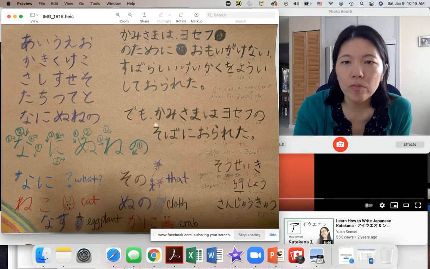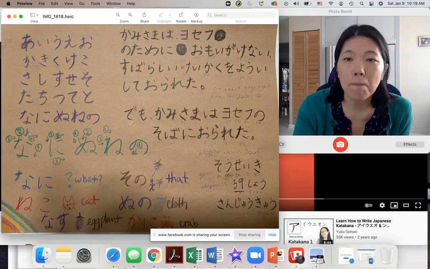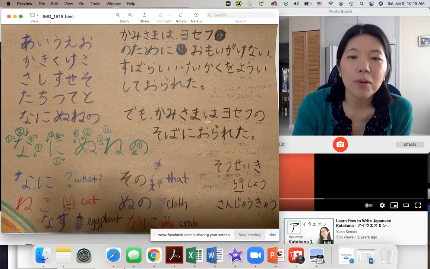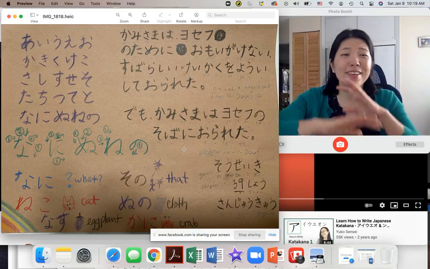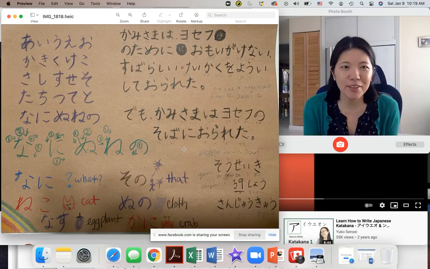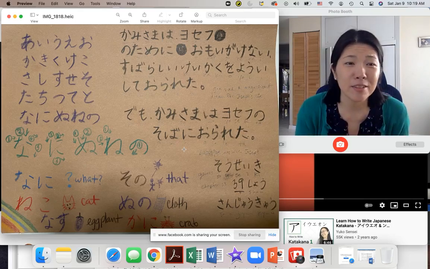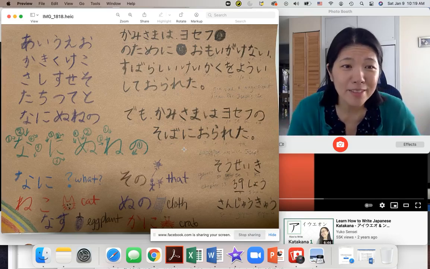Demo, Kami-sama wa Yosefu no soba ni orareta. But God was with Joseph. So everything is terrible. If we look at it in perspective, you're a slave and things are terrible. It doesn't seem like there's a way to get out of the situation.